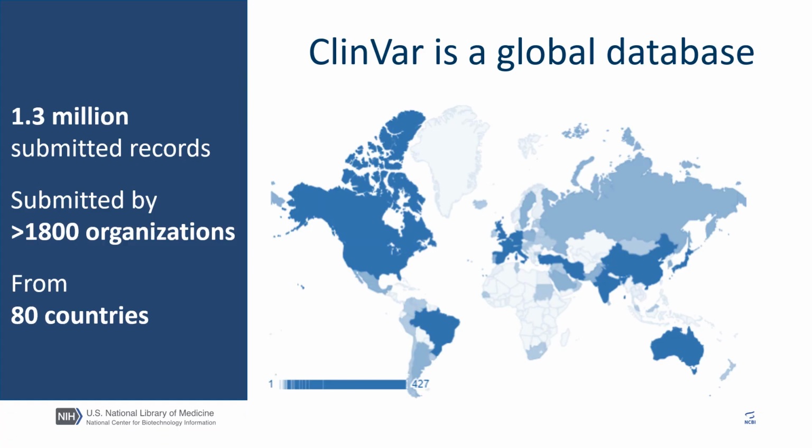ClinVar has really become a global database. Today we have more than 1.3 million submitted records that have been submitted by more than 1,800 organizations from 80 countries across the world. You can see the representation across the globe does vary a bit from region to region, and that's one reason I'm delighted to talk with this group today. We would love to see improved representation of data in ClinVar from the African genetics community.